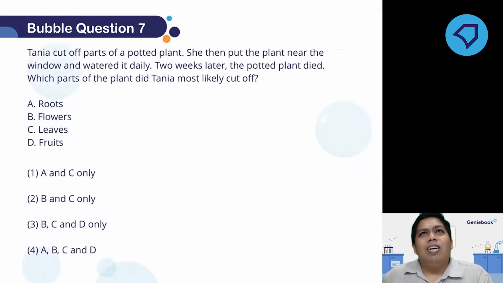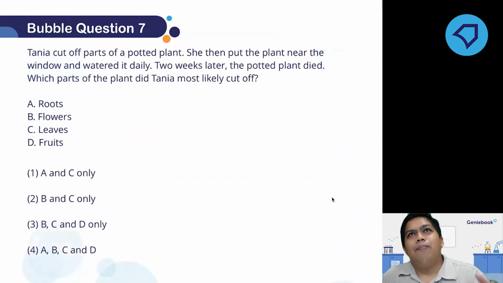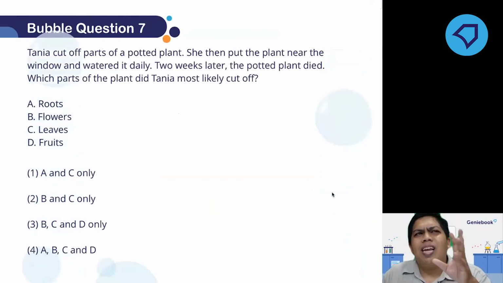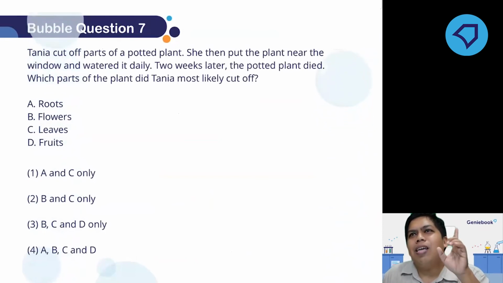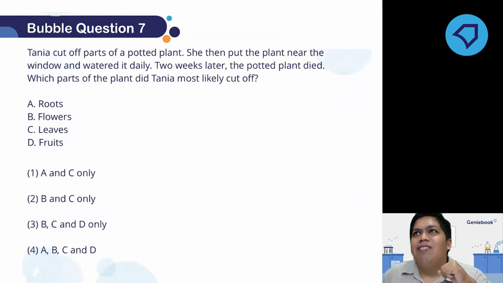All right, so read the question carefully. Tanya cut off parts of a potted plant and then she put the plant near the window and watered it daily. 2 weeks later, the potted plant still died. So which parts of the plant did she most likely cut off? Remember the important parts, okay? So I will start the timer in 3, 2, 1, go.